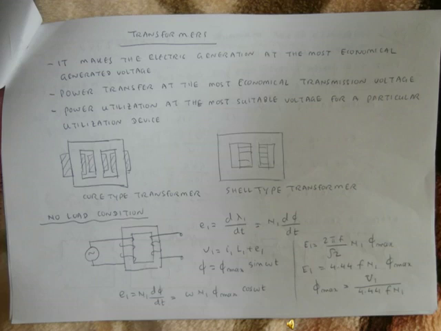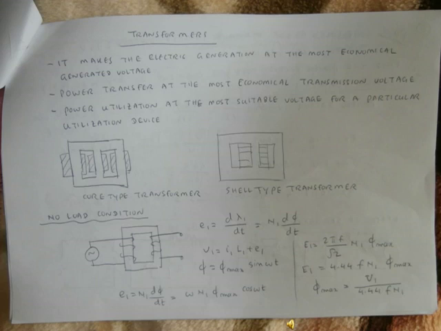In the no-load condition, E1 equal to d lambda 1 by dt equal to N1 d phi by dt. So V1 equal to I1 L1 plus E1 and phi equal to phi maxima sine omega t. E1 equal to N1 d phi by dt equal to omega N1 phi maxima cos omega t. E1 equal to 2 pi f by root 2 N1 phi maxima. E1 equal to 4.44 f N1 phi maxima. And phi maxima equal to V1 divided by 4.44 f N1.